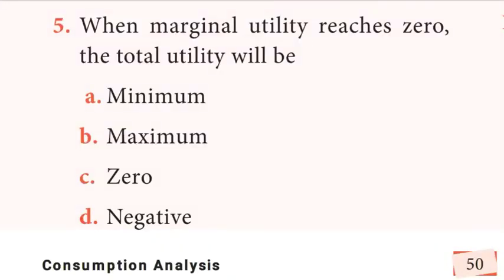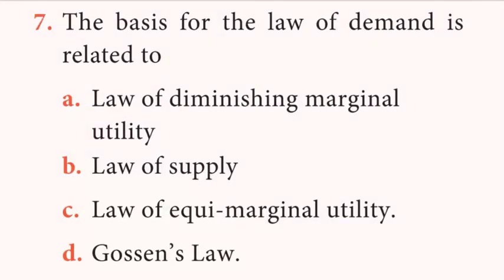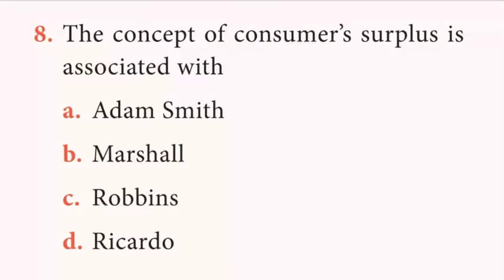Question number 5. When marginal utility reaches 0, the total utility will be maximum. Question number 6. Gossen's first law is known as the law of diminishing marginal utility. Question number 7. The basis for the law of demand is the law of diminishing marginal utility. Question number 8. The concept of consumer surplus is associated with Marshall.